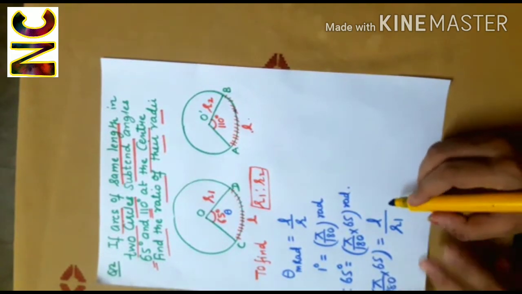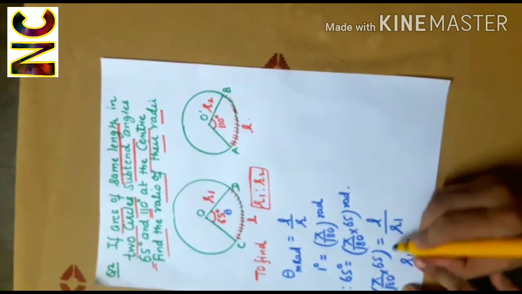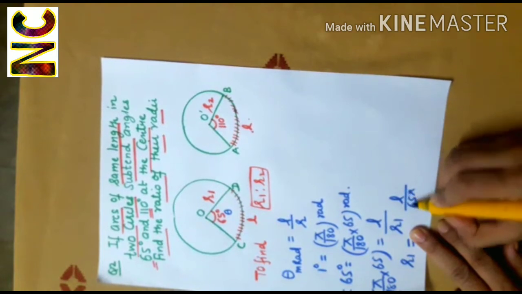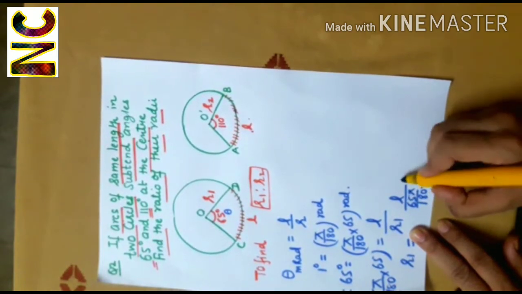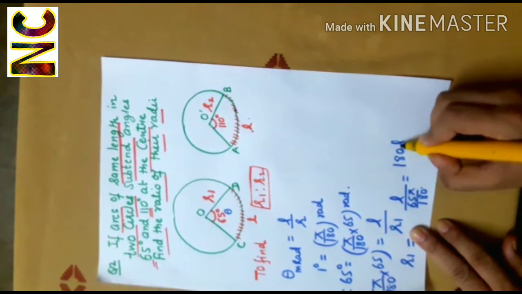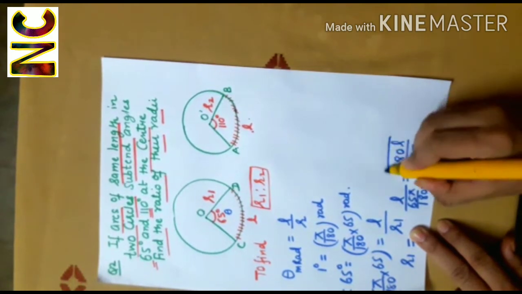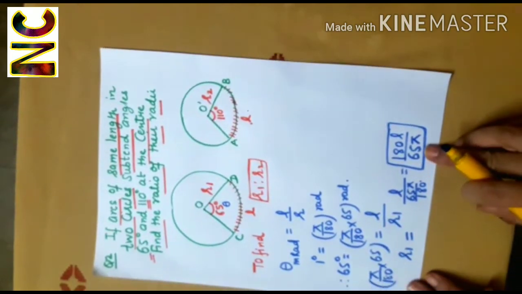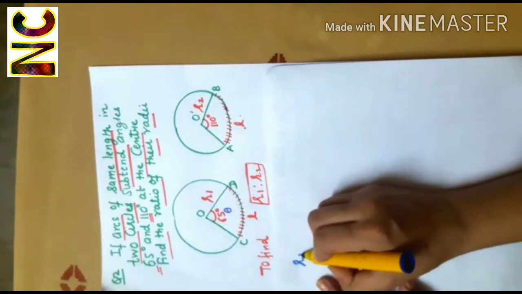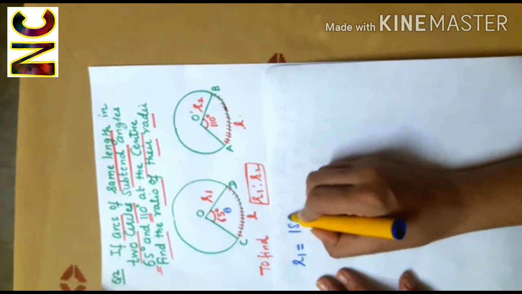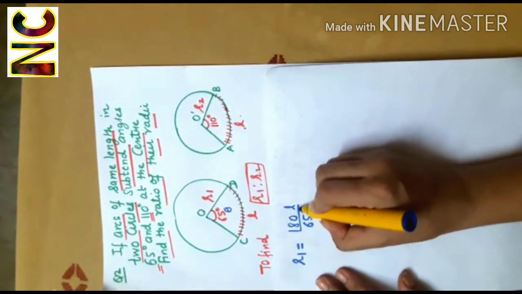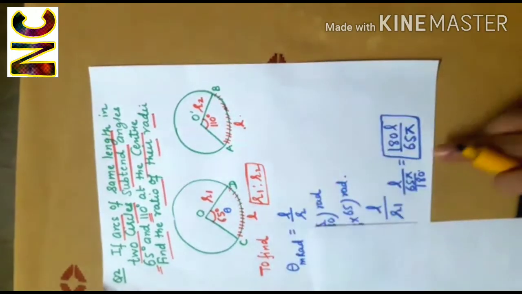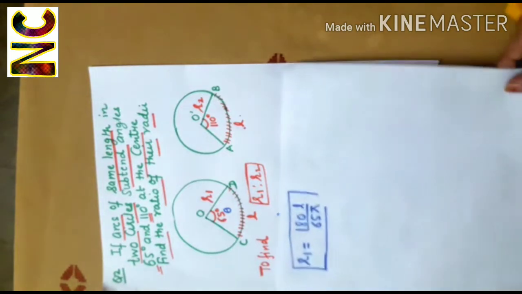So from here R1 will be equal to L over 65 pi by 180. That is 180 L over 65 pi. This is the value of R1. So R1 is equal to 180 L over 65 pi.